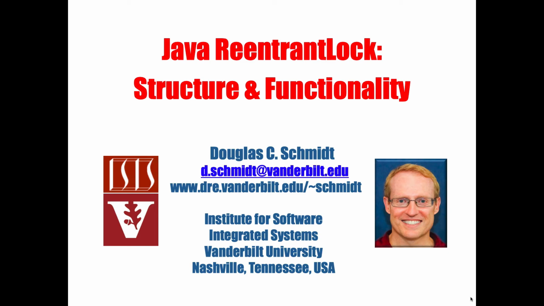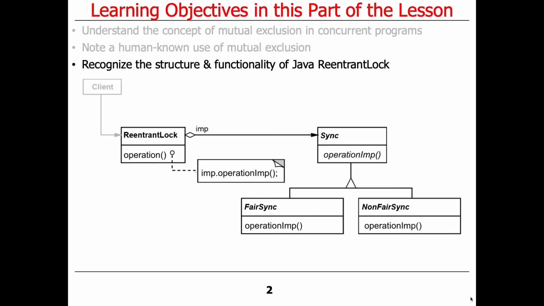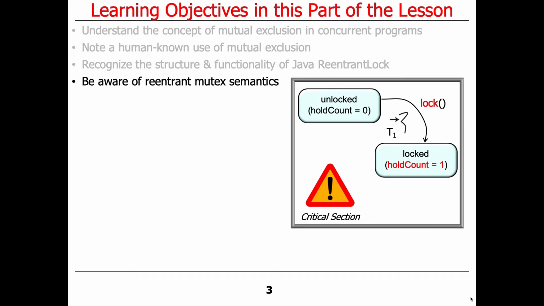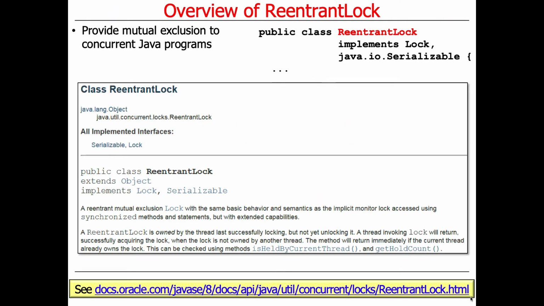So if you recall, last time we talked about what a Reentrant lock was at a high level. We talked primarily about what a mutex is, and now we're going to start diving into the structure and functionality of Java's ReentrantLock class, which, as we'll see, has a very similar design with the semaphore that we looked at before. And we'll also talk about Reentrant mutex semantics, which is a cool topic.